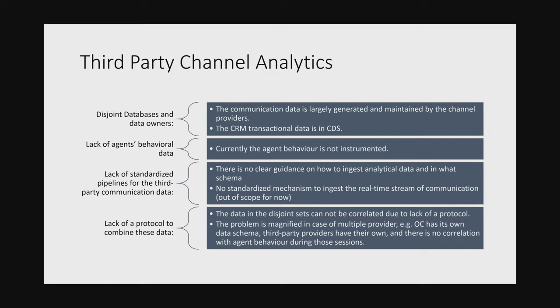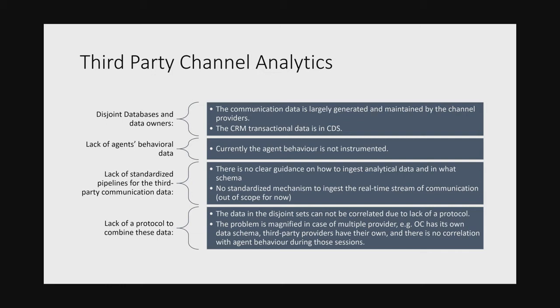So there are disjoint databases. The communication data is with the providers, while the transactional data is with CRM. The agent behavioral data is not instrumented at all. I don't know how much time an agent spent in a particular session, how many times they switched, what happened. If any third-party provider wishes to come and provide data and have an integrated system, there is no standard mechanism for that integration. And finally, the protocol: if there are multiple data sets, how do you combine them?